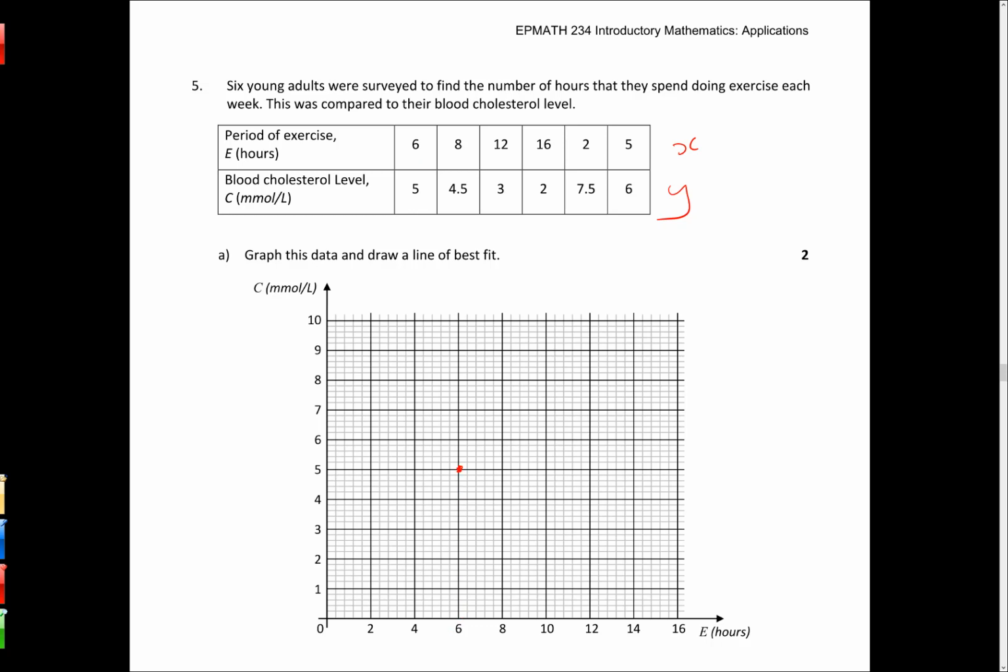Alright, there's a point. Then it's 8, 4.5, well there's 4, there's 5, 4.5 will be there. 12 and 3, so go to 12, we go up to 3. 16 and 2. 2 and 7.5. And 5 and 6. 5 is here and 6 is here.